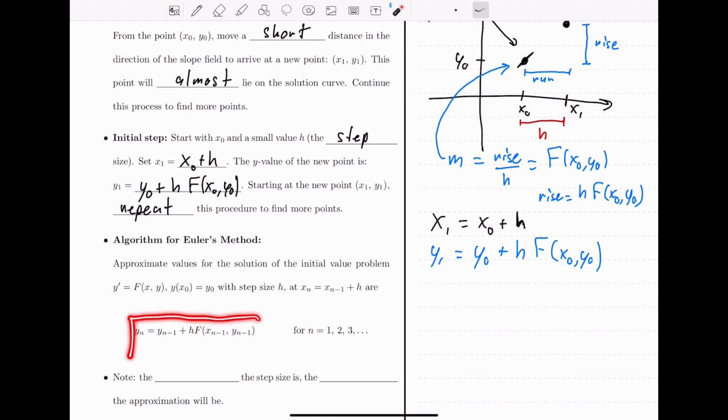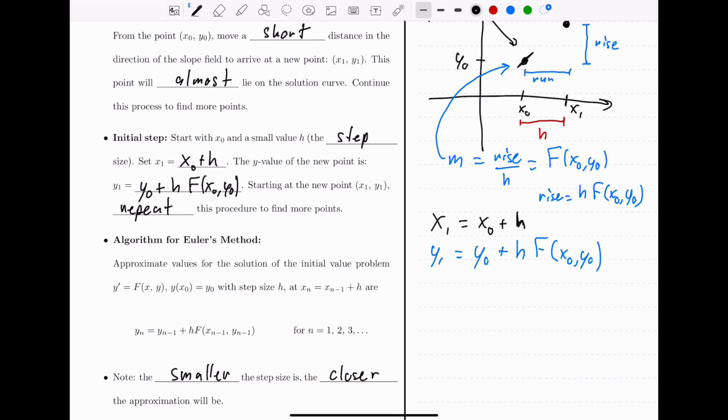So this gives us all the new y values for the points, and we can continue this process as long as we like. Eventually, as we continue to get more points, they'll start to stray further and further from the actual solution curve. So this is not an exact method for finding the solution, it's just an approximation. And the way to get a better approximation is to use a smaller step size.